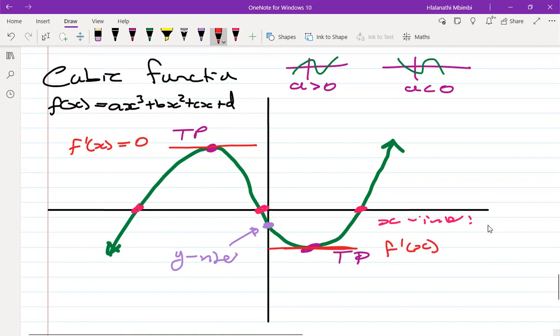Now, this is a badly drawn function, or not badly drawn, it's just not ideal for what I'm trying to do. But somewhere here, there is a place where the function changes from looking down to looking up. That point, we call it a point of inflection.